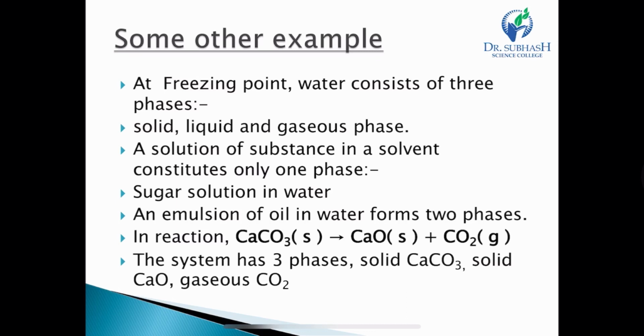Another one is the reaction CaCO3 gives CaO plus CO2. એટલે કે CaCO3 solid form માં it forms CaO also in solid form and it also forms CO2 in a gaseous form. So the system has three phases: solid CaCO3, solid CaO and gaseous CO2. Because as I told you above, each solid gives its own phase. એટલે જેટલા solid present એટલા phase present. So over here two solids are present, so here two solid phases are present, right?